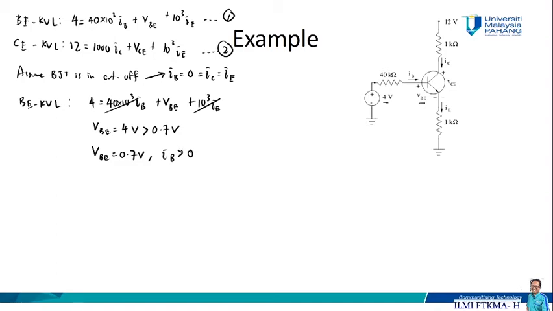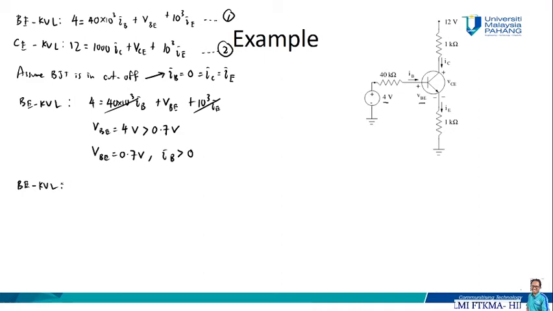The IB will be larger than 0. But we cannot find IB right away because in this equation we still have IE. Okay, kita dah ada VBE 0.7, tak boleh cari IB sebab kita ada IE. So kita ada dua equation, maksudnya kita boleh gantikan lah. Okay, so let's proceed with the BE KVL.